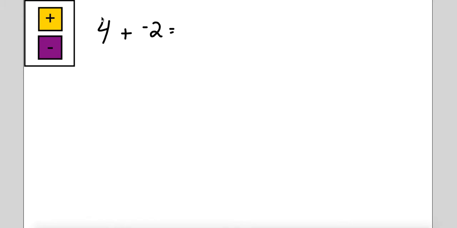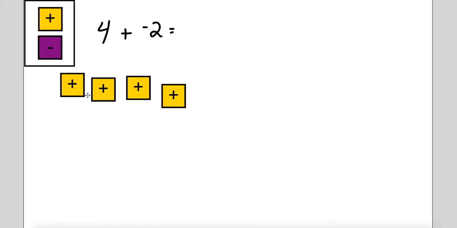We're going to need 4 positive integer chips because we have a positive 4. So that's 1, 2, 3, and 4. And make sure that you're copying these down in your notes as well. So you might want to draw a little picture, maybe a little plus sign to represent these. And we have negative 2. So we're going to have 2 purple chips down here.